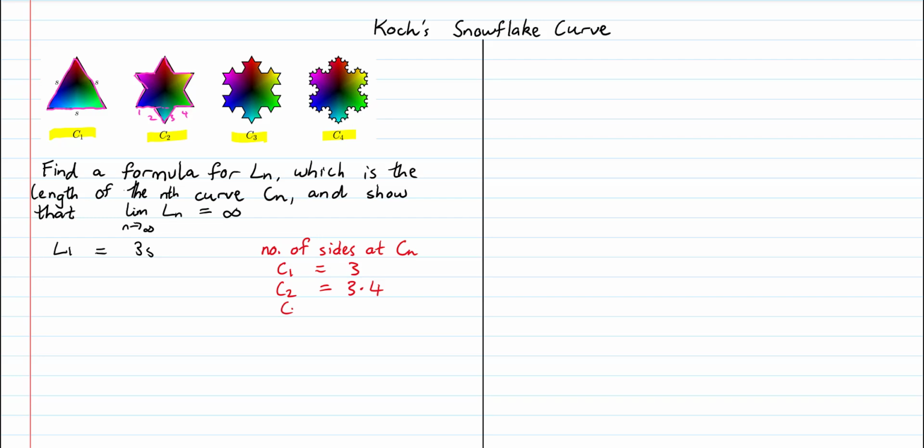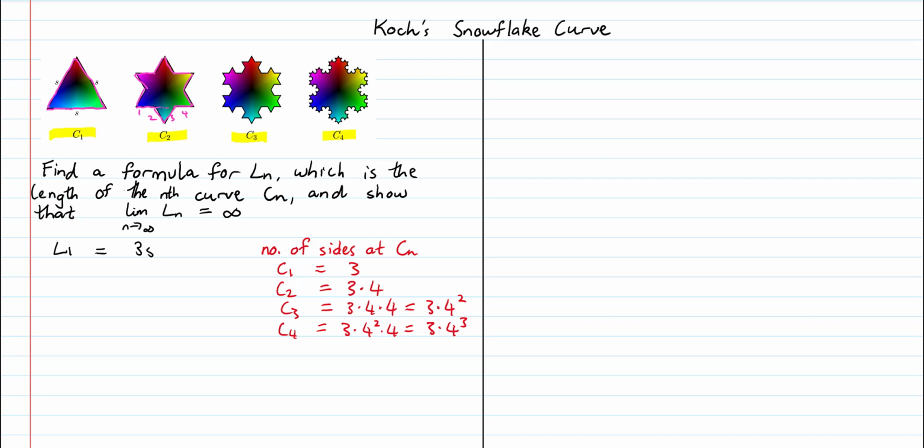And then for curve C3, we just continue that process on. So each time, we're going to have 4 times the number of sides of the previous iteration. So curve C3 will have 3 times 4 times 4, which equals 3 times 4 squared. And C4 is going to have 4 times the number of sides as C3, so we multiply by 4, and we get 3 times 4 cubed.